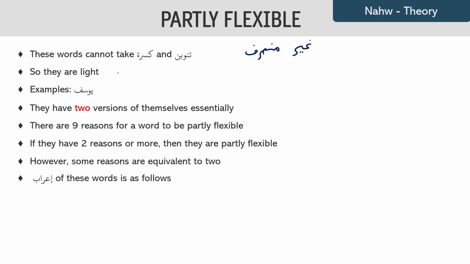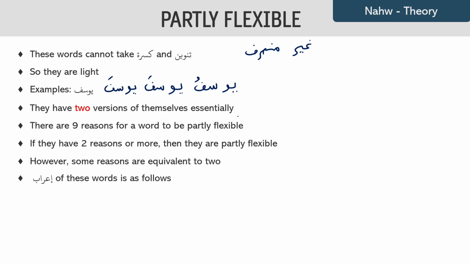Now, this means that all these words are light. The ghair munsarif words are light because they can't take tanween. So, an example of that is Yusuf. The word Yusuf in halat rafa is Yusufu, in halat nasab is Yusufa, as it should be, and in halat jar it is also Yusufa. It doesn't get a kasra, it can't get a kasra, and neither can it get a tanween.